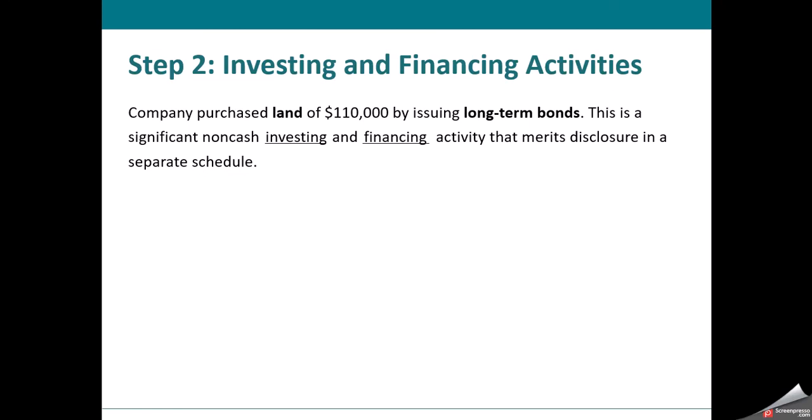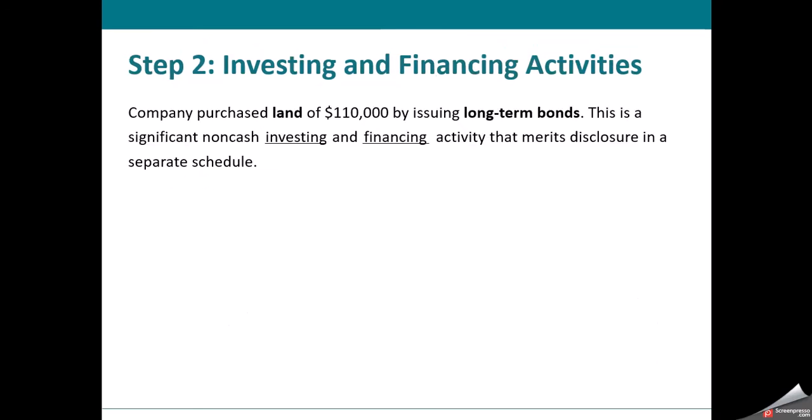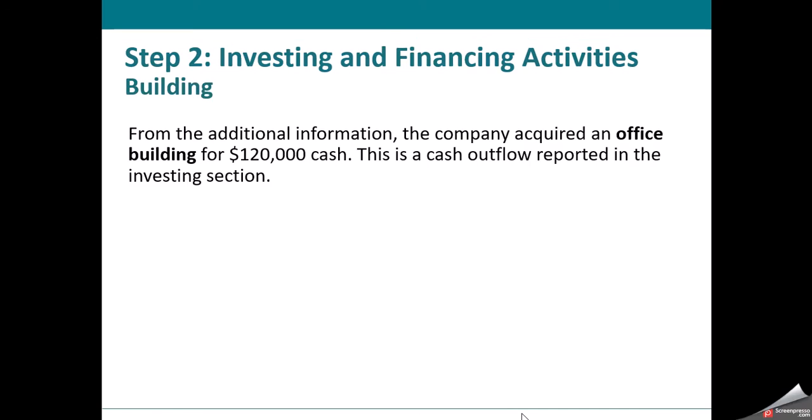All right, then we get into our investing and our financing. We've purchased land for $110,000 by issuing bonds. So in this case, there is no cash. So that's a significant non-cash transaction, and it's going to go down at the bottom of the cash flow statement.